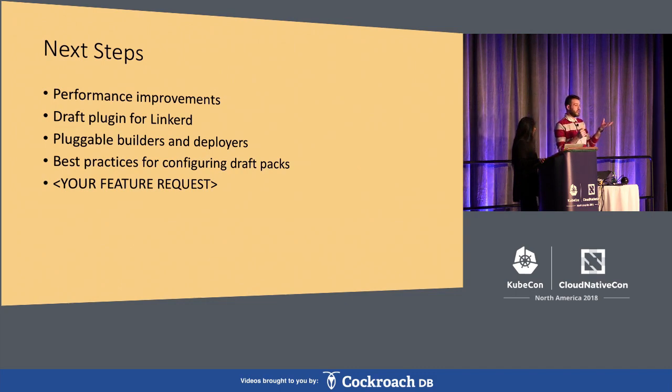The next thing is we're looking into building a draft plugin for Linkerd so that whenever you spawn an application in your cluster, we automatically inject the sidecar for Linkerd so that your traffic automatically shows in the Linkerd dashboard. Another thing that we're actively trying to do is come up with best practices for configuring draft packs, as well as for well-known and popular front-end and back-end experiments and examples. As well, we're looking at pluggable builders and deployers for Draft. At the moment, Draft works with Helm very well. We're actively looking at integrating other deployers into Draft. And of course, your feature request is number 1 on our list.